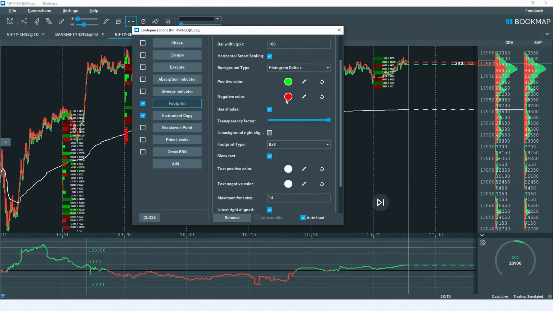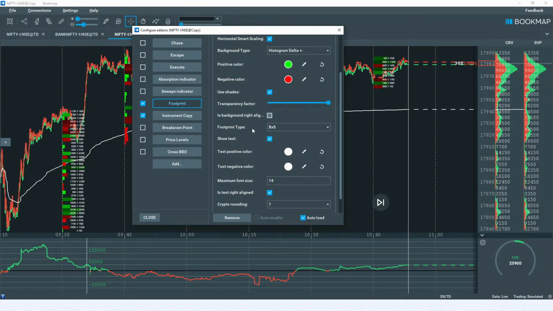Then we have the background setting, and this is the footprint setting itself. What kind of footprints do you want to see? Buy to sell is nothing but the text information. At the present moment, on the left side we are seeing the selling order information, on the right side we are seeing the buying order information. At this particular price level, 1150 orders got executed as market sell orders, and 1400 as market buy orders.